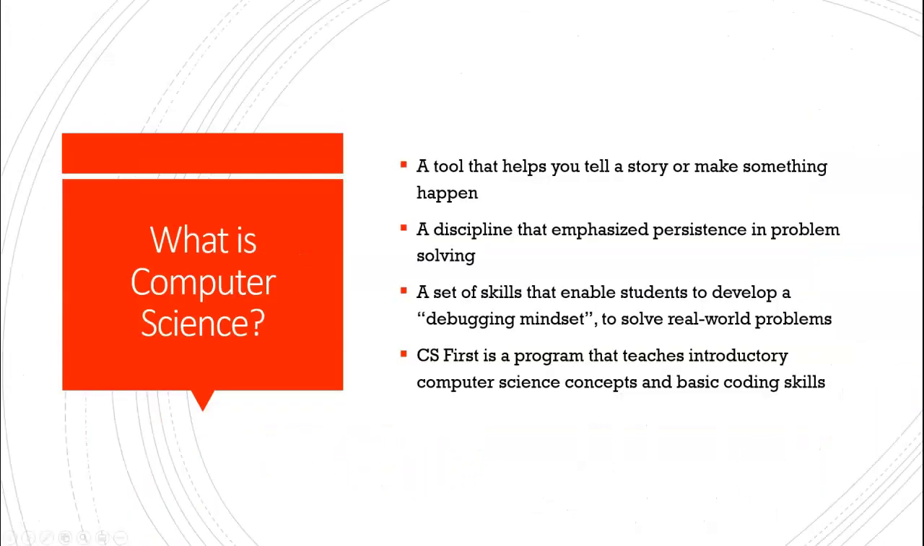Well, first let's look at what computer science is. Now, computer science is basically a tool to help you tell a story. How do you make something happen? There are a lot of jobs out there that utilize the discipline of computer science. I want you to think about what your human body has to do to walk across the room. If you were going to tell your body what to do, how would you do it?